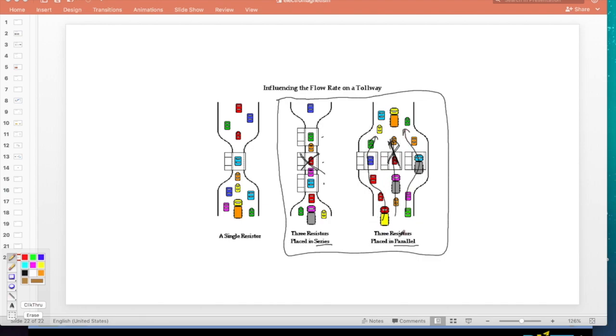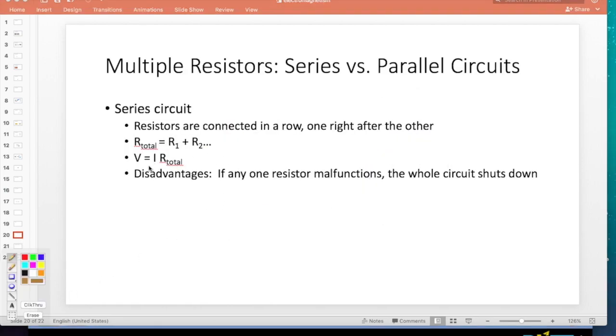So there are some advantages to allowing resistors to be in parallel with each other. More paths, more resistors in parallel makes the whole current actually increase, which is counterintuitive. I'm not going to have you analyze parallel resistors mathematically using Ohm's law, but you will have to analyze series circuits mathematically using Ohm's law, which I mentioned right here. V equals IR, but now you're adding up all the resistors in your series.